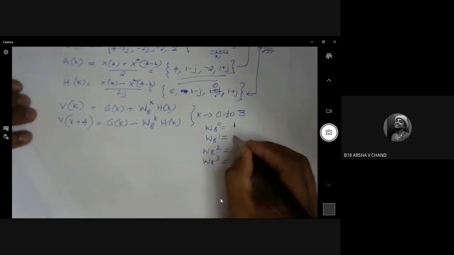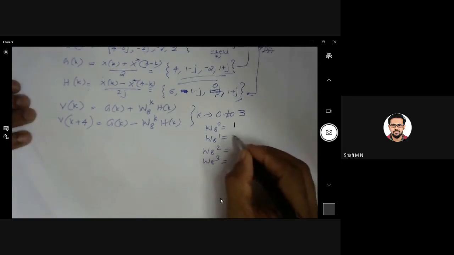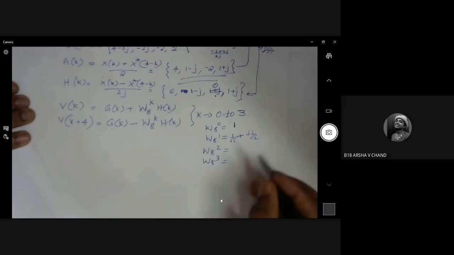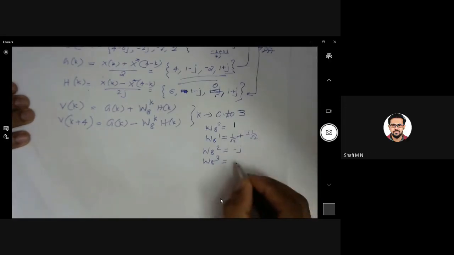W2 plus j by root 2. Say it once more. 1 by root 2 plus j by root 2. Okay, it seems to be minus j. Minus j, right? Correct. This is 1 by root 2 minus j by root 2.